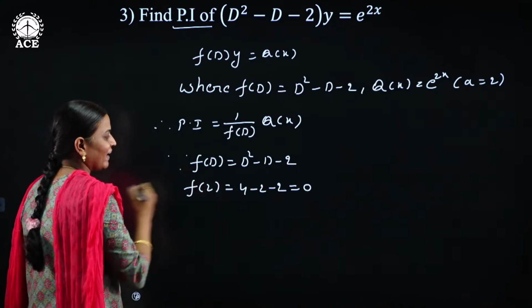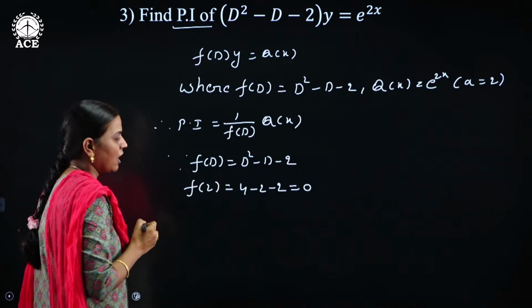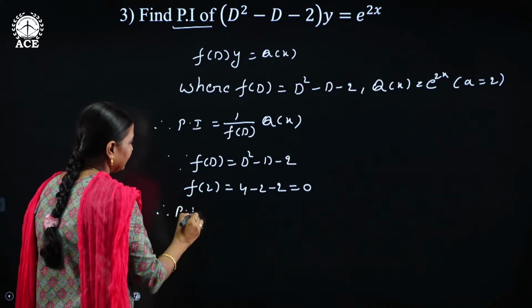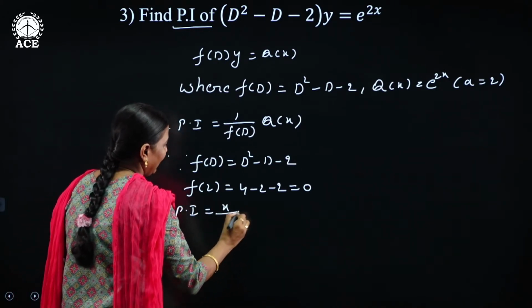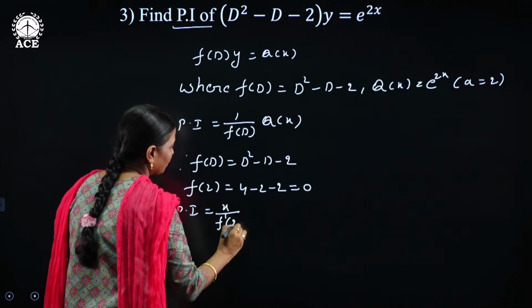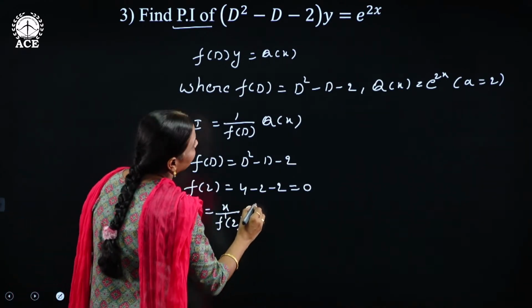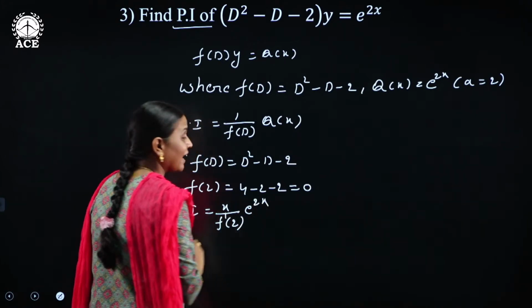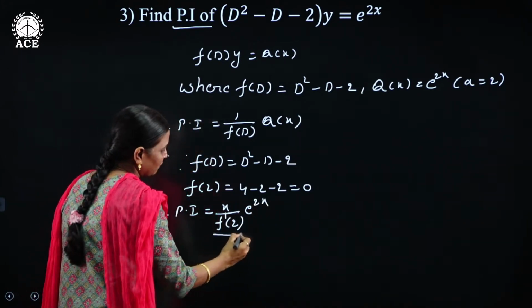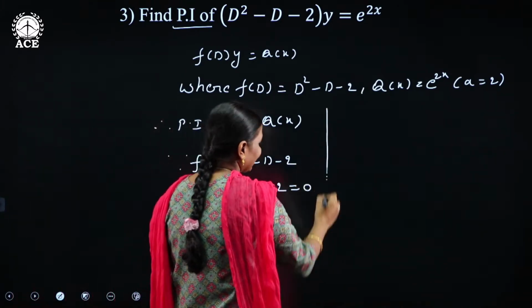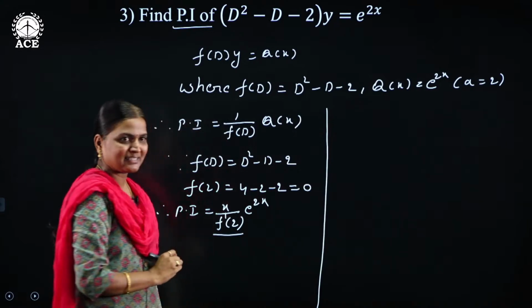So when the functional value is equal to 0, how do we write the particular integral? Therefore, the particular integral is x by f dash of 2 into e power 2x. Again check whether this f dash of 2 is equal to 0 or not. If it is equal to 0, this formula is not applicable.